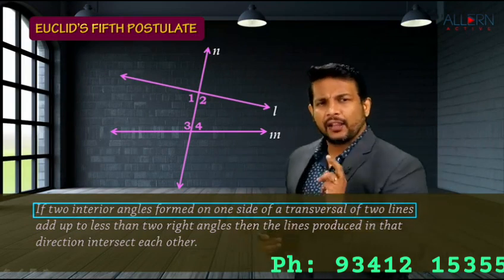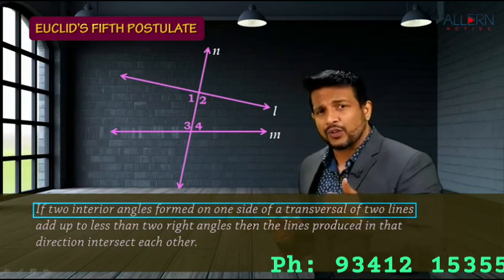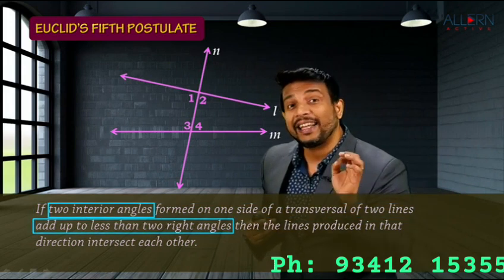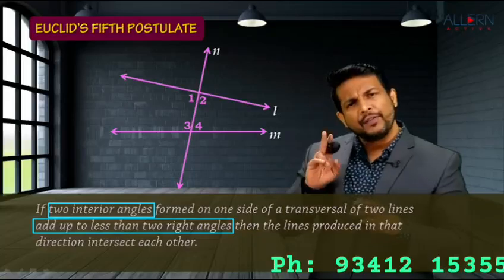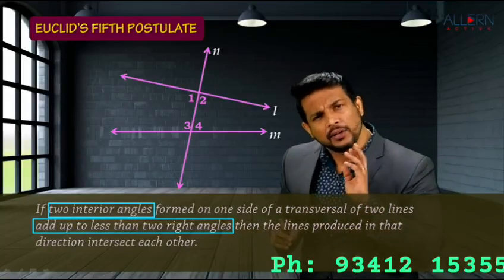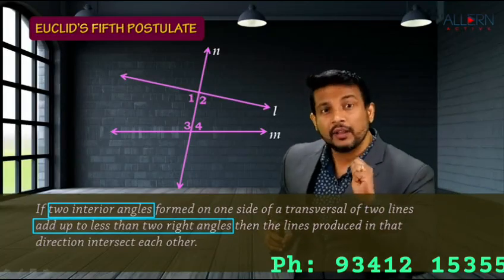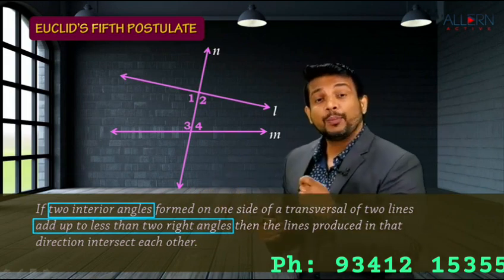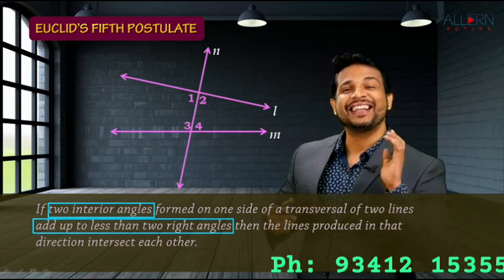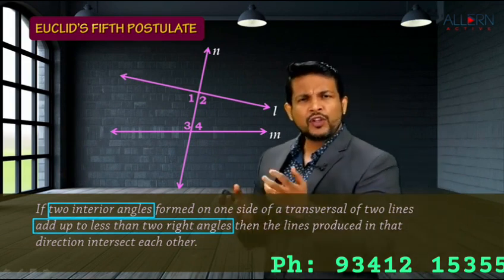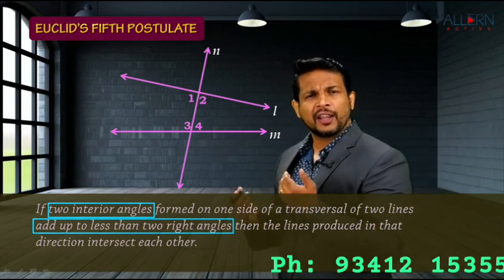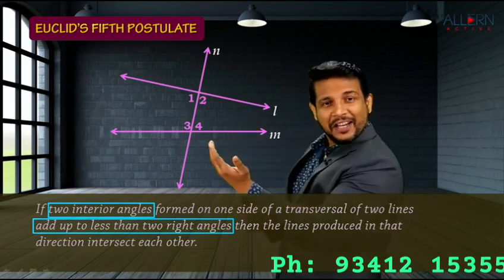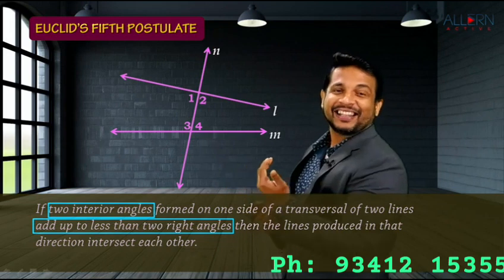If two interior angles formed on one side of a transversal of two lines add up to less than two right angles. When we say two right angles, one right angle is how much? 90 degree. So two right angles means 180 degree. So what does that statement mean? Add up to less than 180 degree. Now which pair of interior angles do you feel, when you take, its sum would be less than 180 degree? It's obviously on this side, the right hand side of the transversal.